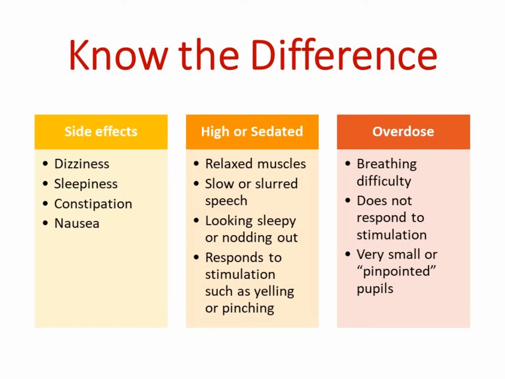Before we can help someone experiencing an accidental opioid overdose, here are some key differences between side effects, sedation, and an overdose. A person experiencing an opioid overdose will have difficulty breathing, will not respond to any shouting or shaking, and will have very small pupils. If you suspect that a loved one is having an opioid overdose, you may be able to reverse this by using NARCAN nasal spray, an opioid reversal agent.